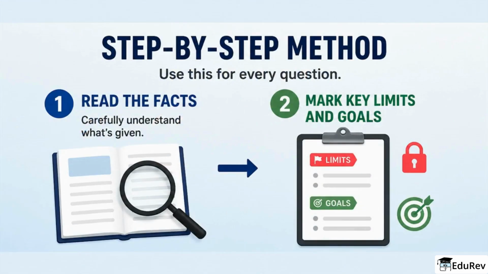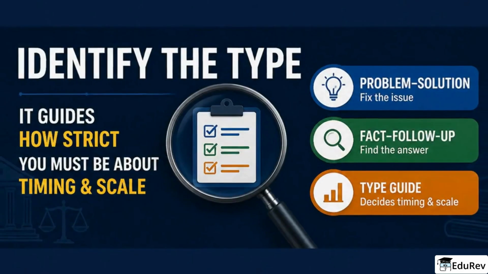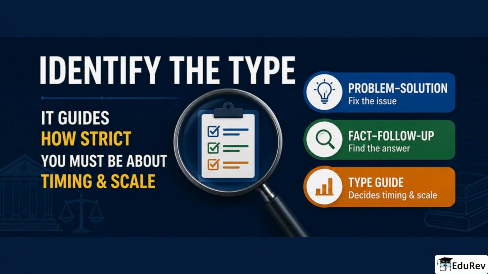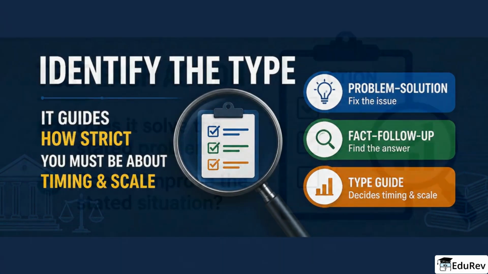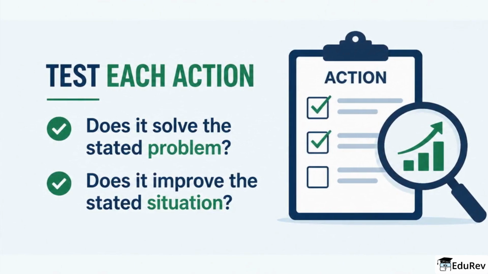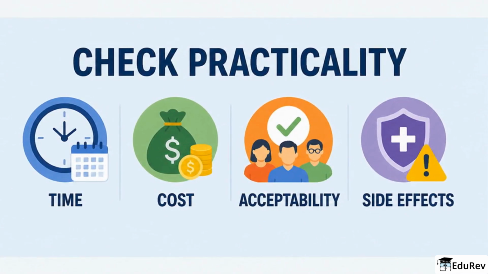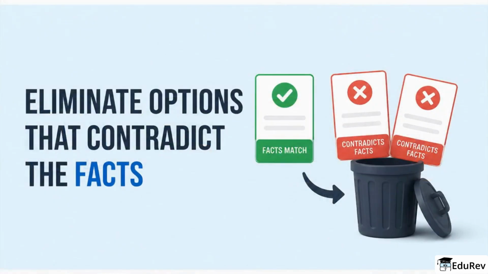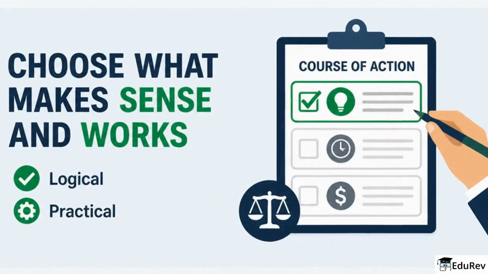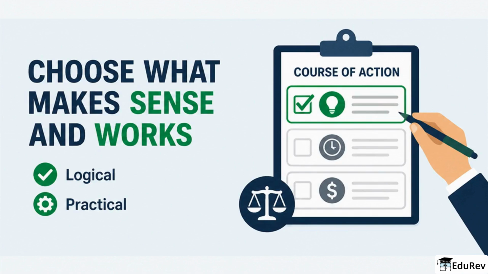Here is a short step-by-step method you can use on every question. First, read the facts carefully and mark key limits and goals. Second, spot the type: problem solution or fact follow-up, because that guides how strict you must be about timing and scale. Third, test each action to see if it directly helps the stated problem or improves the stated situation. Fourth, check practicality for time, cost, acceptability, and side effects. Fifth, eliminate any option that contradicts the facts or needs unlikely assumptions. Finally, pick the option or options that both follow logically and are practical.